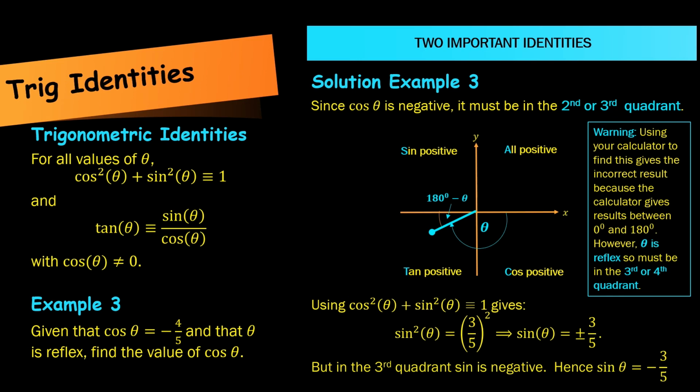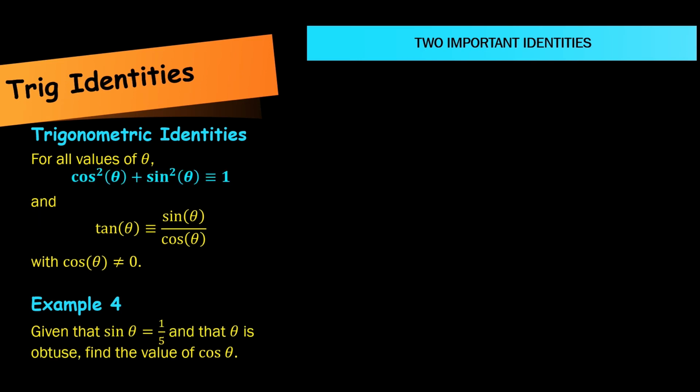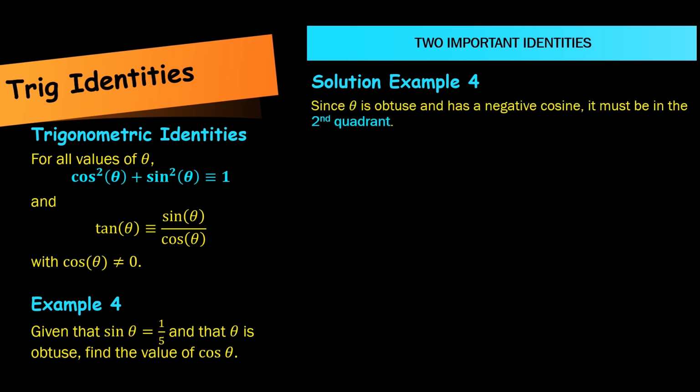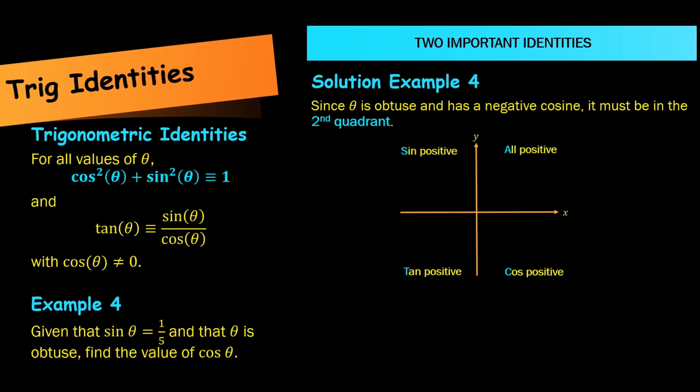Now let's have a go at another example. Pause the video and have a go. Press play when you're ready to view the solution. So let's solve this. Given that sine theta equals 1 over 5 and that theta is obtuse, find the value of cos theta. Now, since theta is obtuse and has a negative cosine, it must be in the second quadrant, as shown.